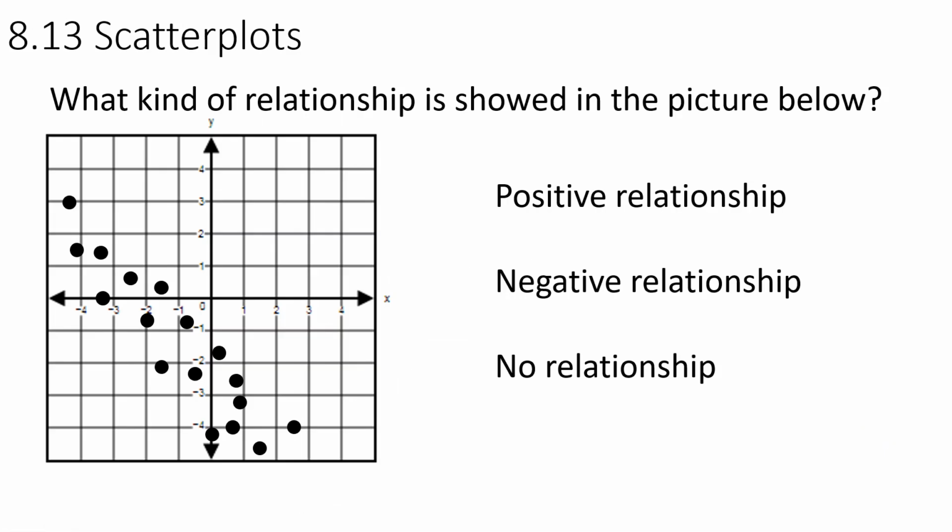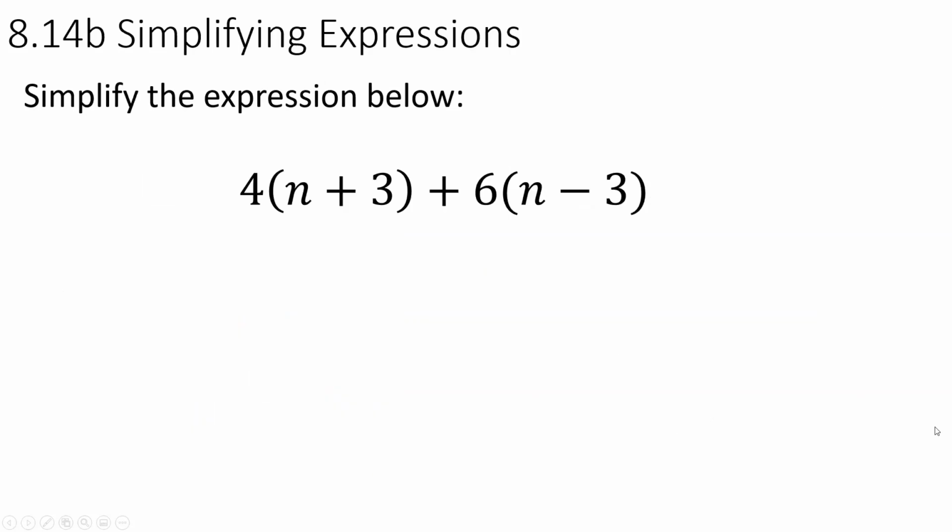All right, scatter plots. So we have these dots on a graph going downward from left to right. That's going to be a negative relationship. We don't know what x represents. We don't know what y represents, but we know as x goes up, y is dropping. As x increases, y is going down. That's a negative relationship.